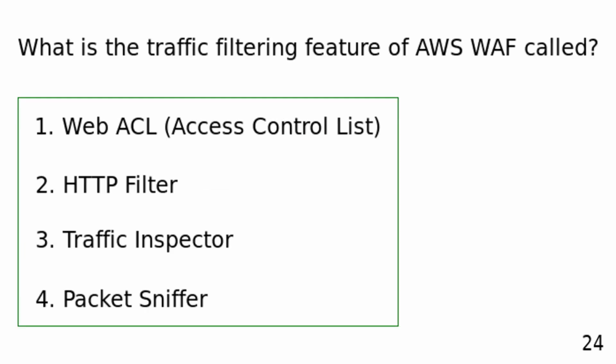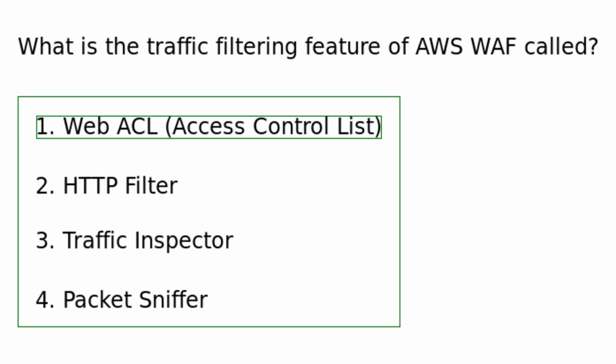What is the traffic filtering feature of AWS WAF called? Web ACL, HTTP filter, traffic inspector, packet sniffer. The traffic filtering feature of AWS WAF is called a Web ACL, which allows users to define rules and conditions to control access to their web applications and APIs.